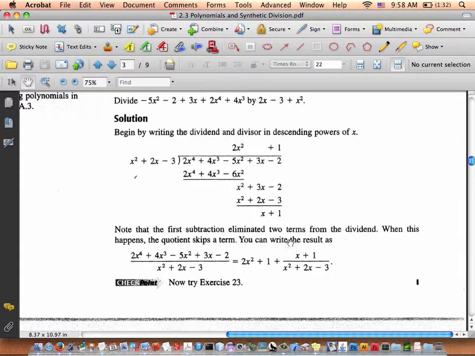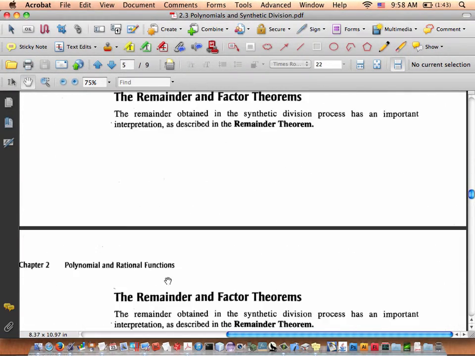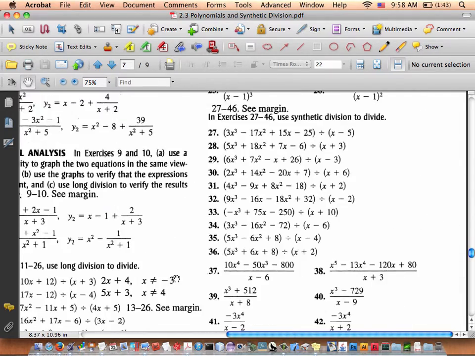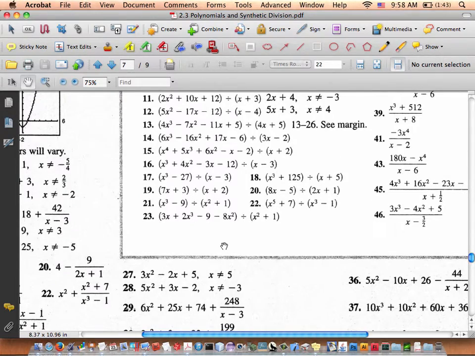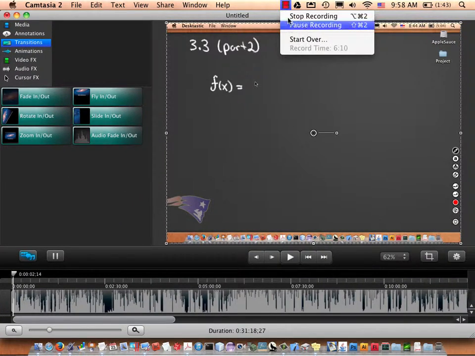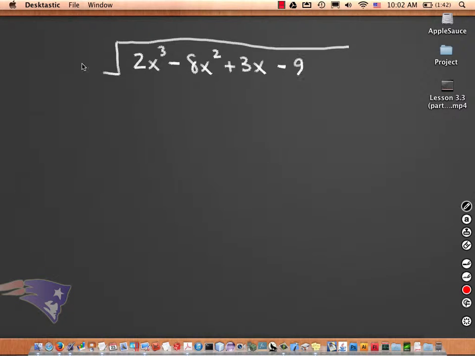So open up your books and let's try exercise 23 in the book. Like number 23? Number 23, yep. Which is this one right here. So what do I write in here? 2x cubed, and then what comes next? 8x squared plus 3x minus 9, is that correct? And then what goes out here?